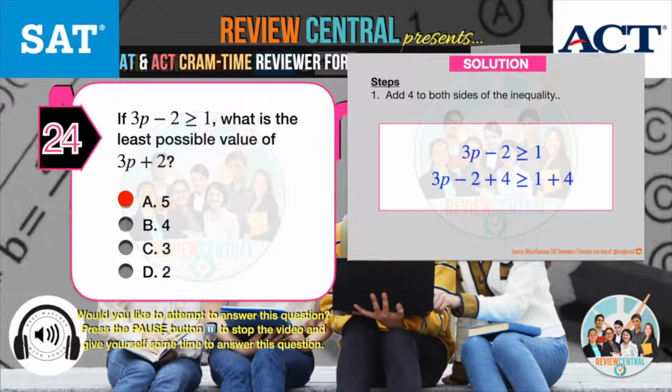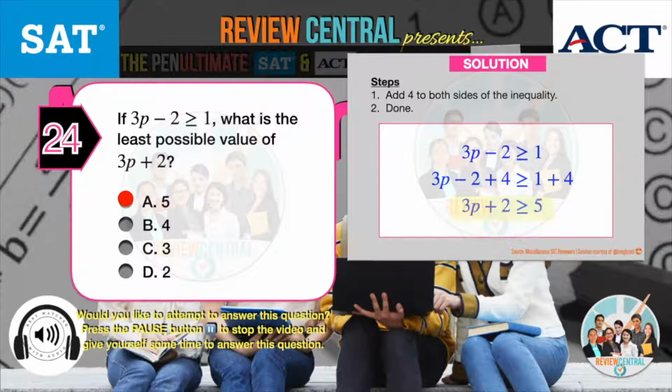Instead of adding 2 on both sides, let's add 4. Why do we do that? Well, you'll figure out why soon enough. By adding 4 to both sides we will end up with 3p plus 2 is equal to or greater than 5, correct? Wait, isn't the question asking us for the least possible value of 3p plus 2? And here we are already staring at 3p plus 2 is equal to or greater than 5. We can literally pick the answer from here. Therefore, 5 is the least possible value of 3p plus 2. Did you follow?